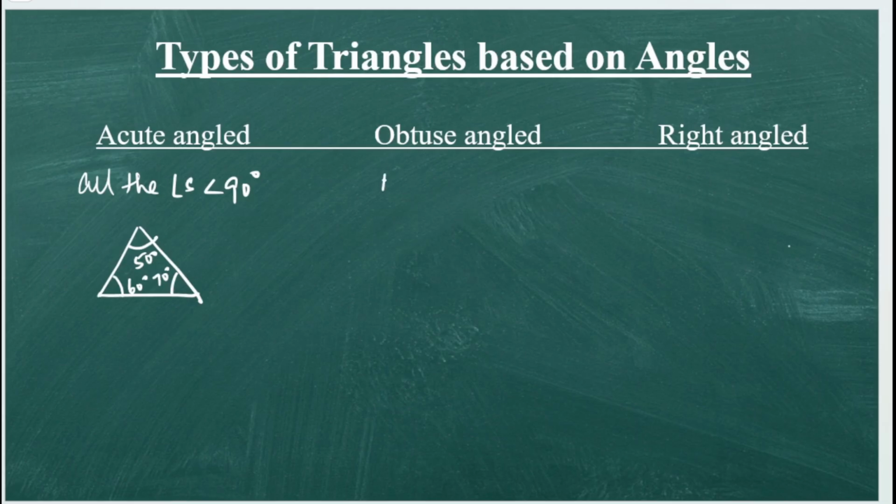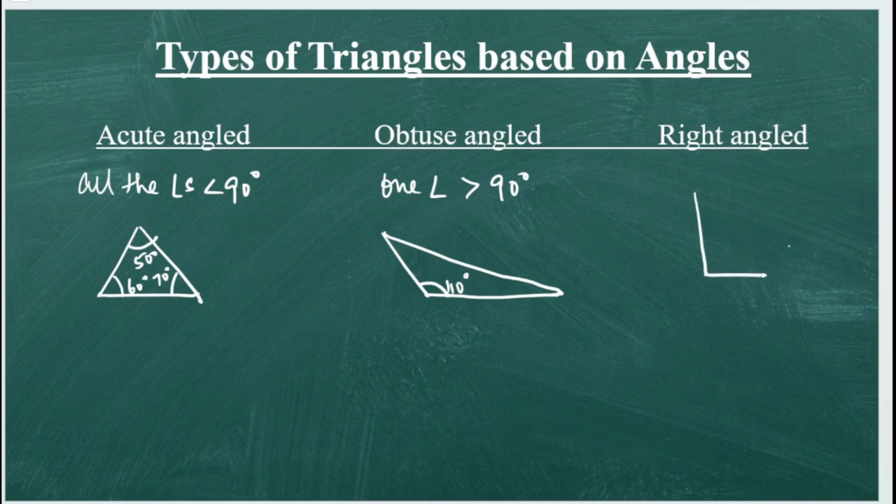Obtuse angle triangle when any one angle is more than 90 degrees, and the shape of the obtuse angle triangle is often like this. So you can see that this angle is more than 90 degrees, so this is an obtuse angle triangle. So suppose this is 110. Right angle triangle, a triangle in which one angle is exactly equal to 90 degrees. So you can see that this is a 90-degree angle. So this type of triangle is called a right angled triangle. So acute, all the angles are less than 90. Obtuse, any one angle is more than 90. And right angle triangle, any one angle is exactly equal to 90 degrees.